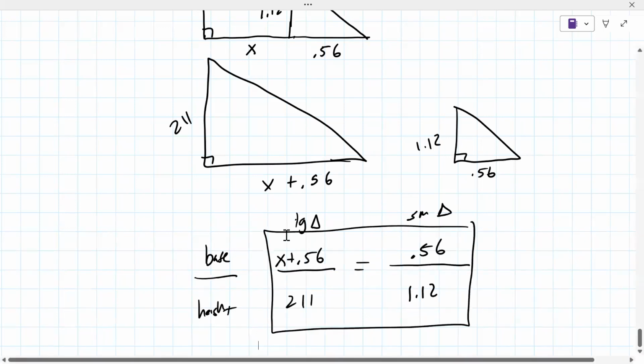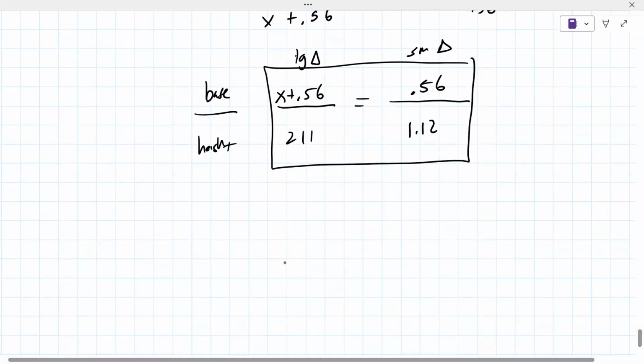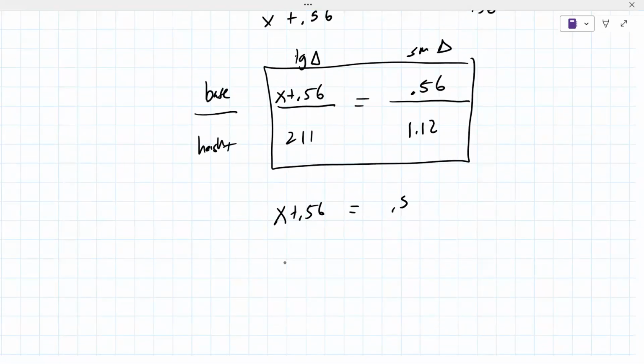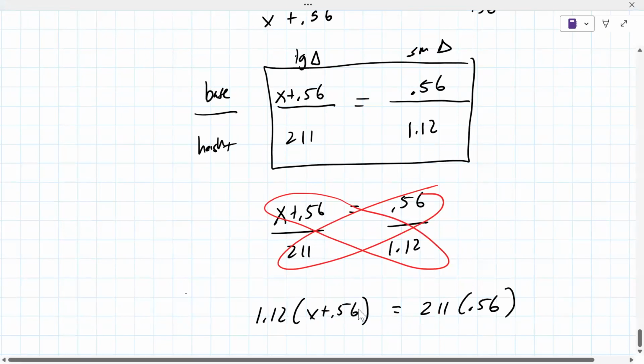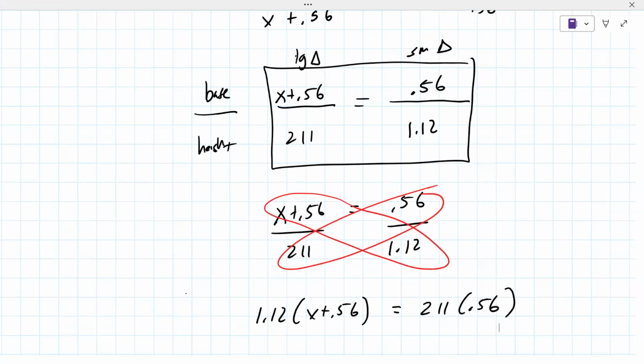If you set it up as a table, you'll see how we constructed those values. Just rewriting it without all the extra stuff. Do you remember that you diagonally multiply? So it's 1.12 times x plus 0.56 equals 211 times 0.56. And then you multiply in here. So we definitely need a calculator. Please don't just take my answers because I do make mistakes, and it's good to check me as well. But I will proceed here.